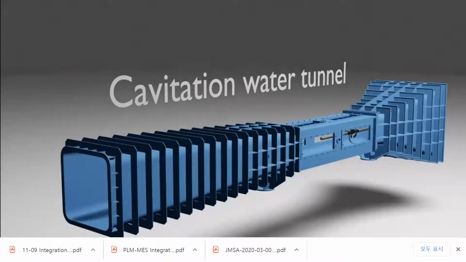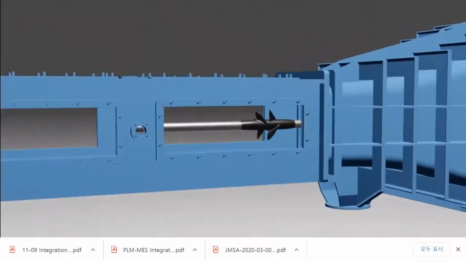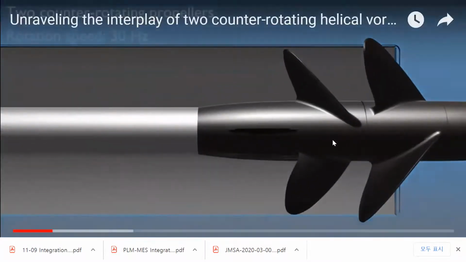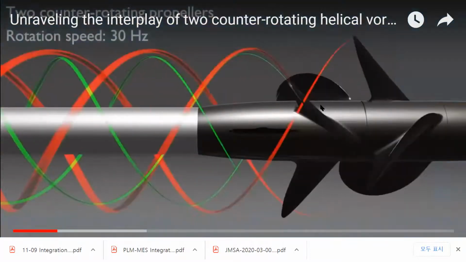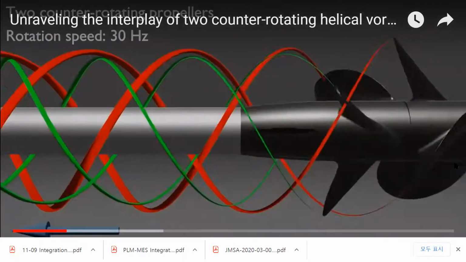So this is a cavitation tunnel, an experimental device to test the propeller. And there are two propellers rotating in opposite directions. So we call this a counter-rotating propeller.